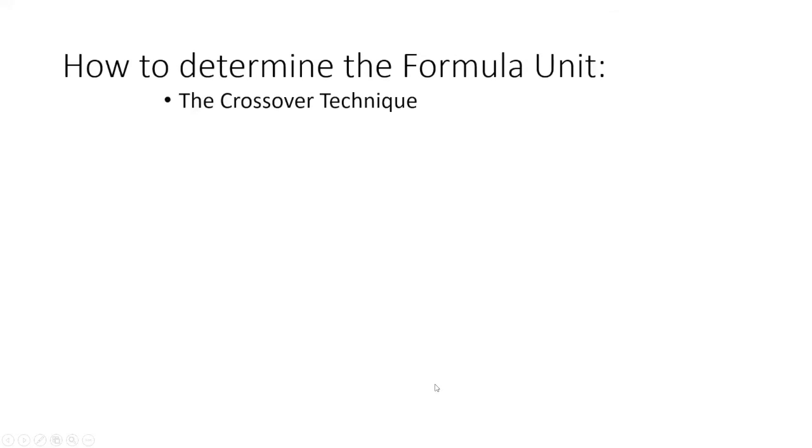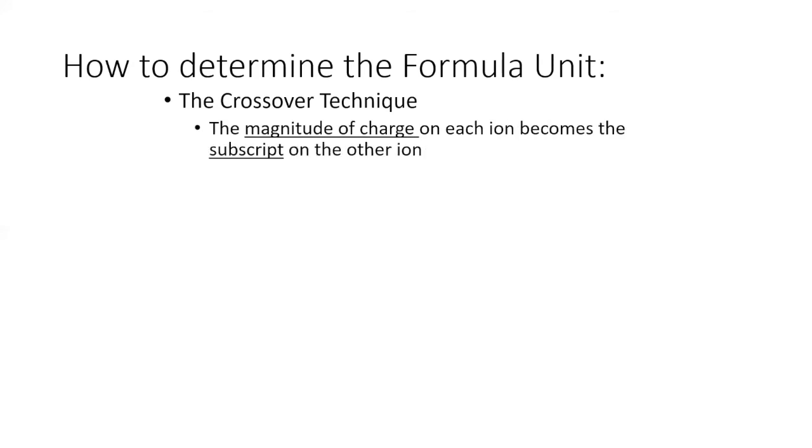All right, there is a very simple technique that we can use to come up with these formulas based on the charges, and it's called the crossover technique. The magnitude of charge on each ion becomes the subscript on the other ion in the formula unit. That's the key. So for example, if I have these 2 ions forming a compound, I have an iron 3+ and an oxide, oxygen 2-.